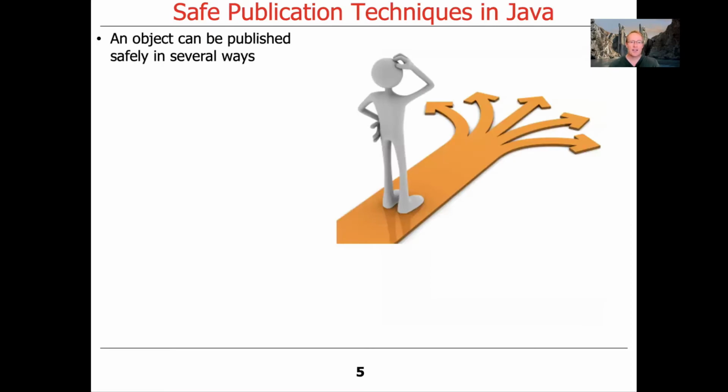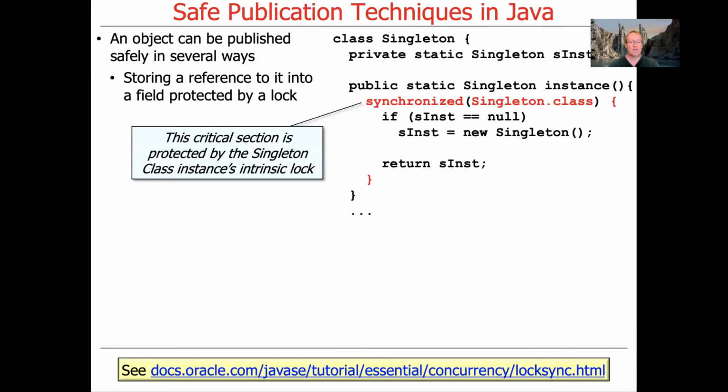So you can publish the object safely in several ways. One way to do this is to store a reference to it in a field that's protected by a lock. This is the classic way of doing things. And just to make the example interesting and build on itself, we're going to use an example of a thread-safe singleton.